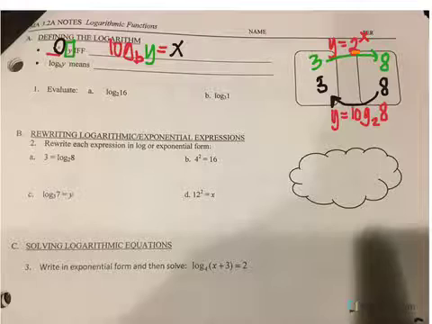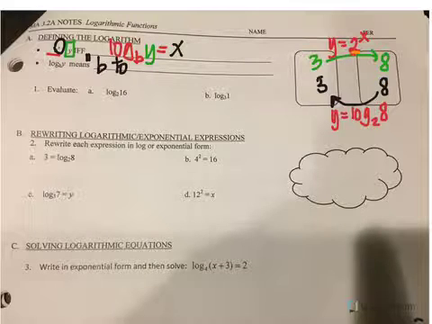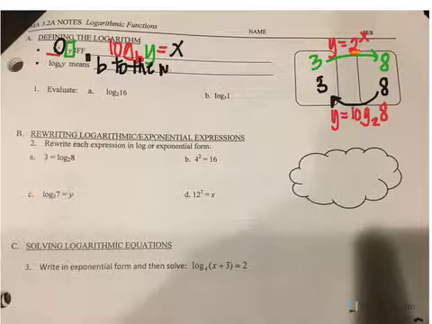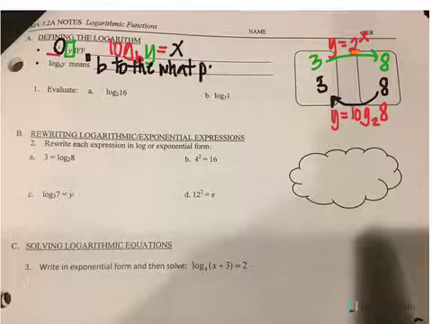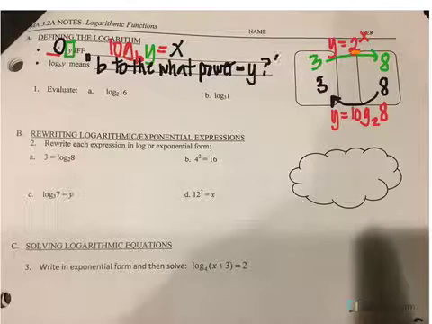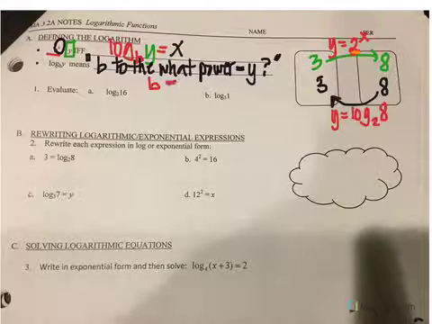When you have log base b of y, it literally means b to the what power equals y. In other words, you're trying to figure out how to take the base that you have, which is b, and make it equal to y, which is the answer that you have, and you're trying to figure out what this exponent would have to be right here.